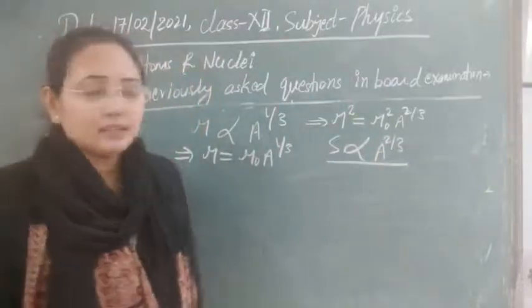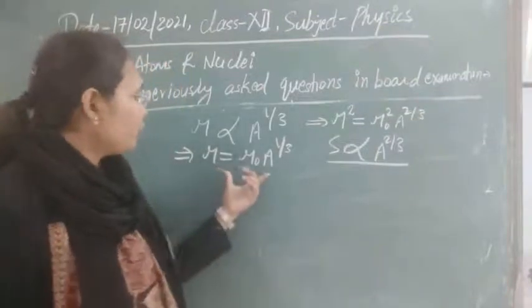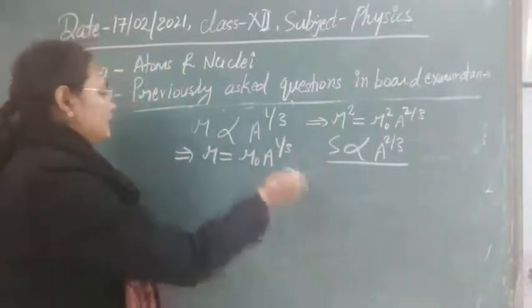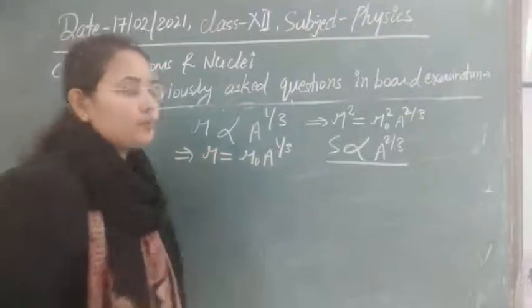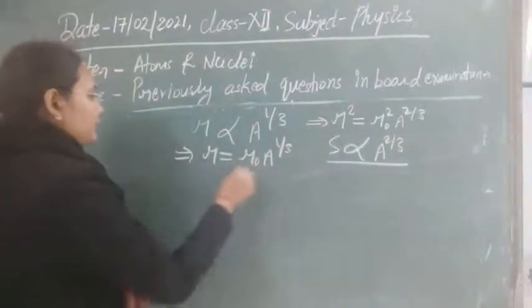Third is the volume of the nucleus. Obviously the volume is 4/3 pi R cubed. So let's take the cube of this equation.